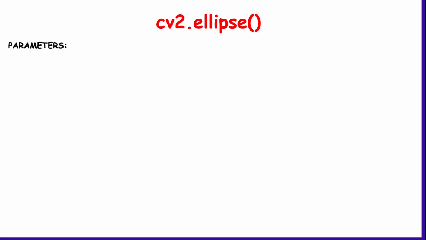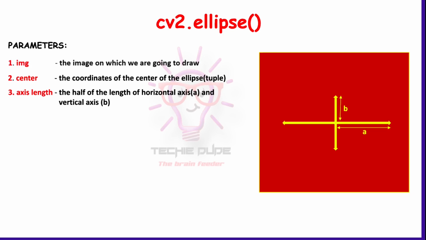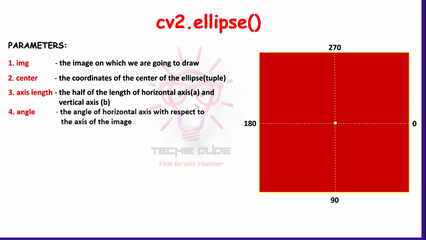The first two parameters of the cv2.ellipse function are the same as that of the cv2.circle function, which is the image and the center coordinate. The third parameter of cv2.ellipse is the axis length. The axis length is nothing but half of the length of the horizontal axis and half of the length of the vertical axis of the ellipse. These values must be passed in as a tuple, and this must be an integer. The fourth parameter which we must pass into cv2.ellipse is the angle. The angle is nothing but the angle of the horizontal axis with respect to the axis of the image.